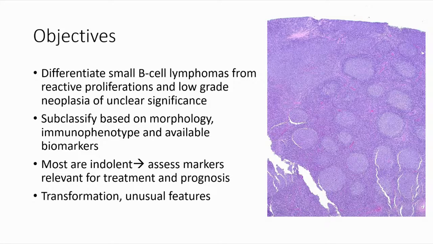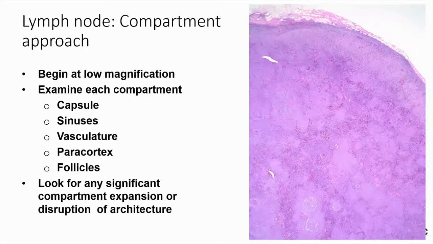So we begin, similar to any lymph node, with a compartment approach, potentially even looking at very low power, even at just the slide itself. Does this lymph node look normal? Is it enlarged? Is the capsule thickened or fibrotic? Beginning at low power, are the sinuses patent? Is there an increase or atypical proliferation of vasculature? And what is the relationship of the paracortex and the follicles? So are we seeing kind of a normal distribution?